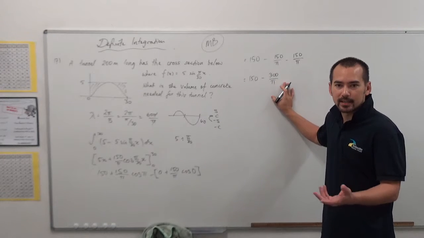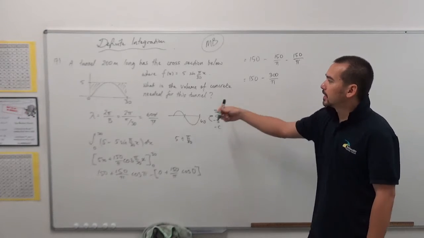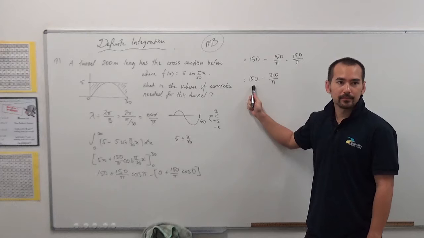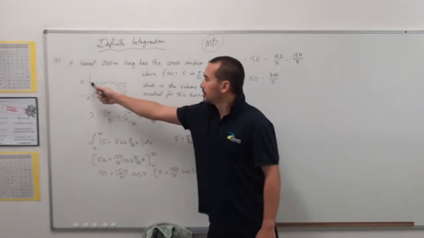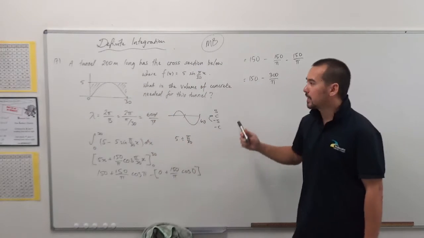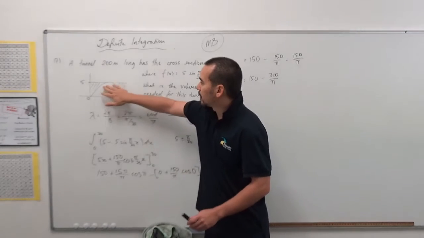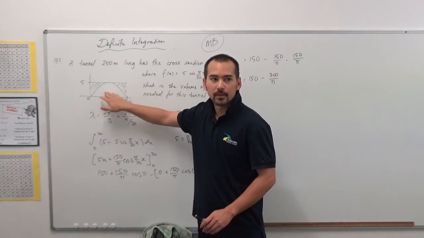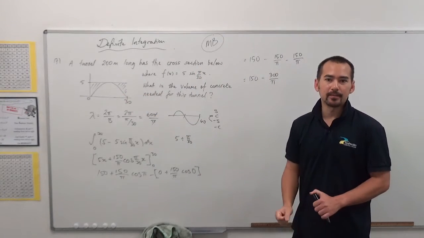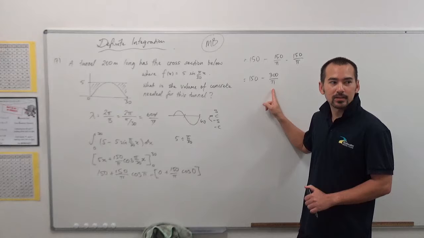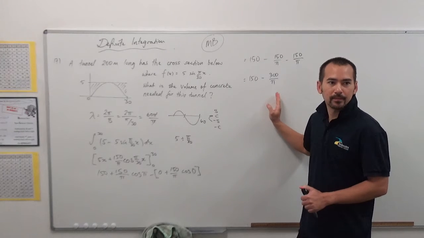Now, let's just think about the reasonableness of this answer. Look at the diagram. Can you see the 150? It's a rectangle, right? It's 5 times 30. So we can see the 150 is there. Now, this is a curved shape, which means this area should be in terms of pi. So that's another way to check or validate that you're on the right track.